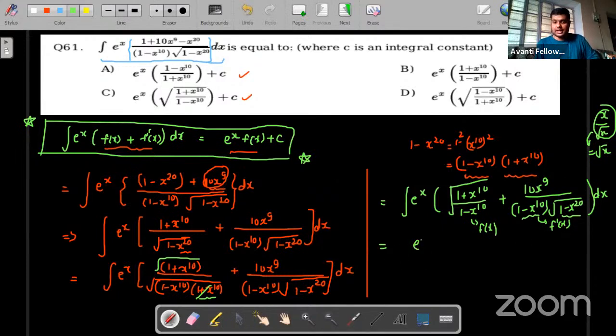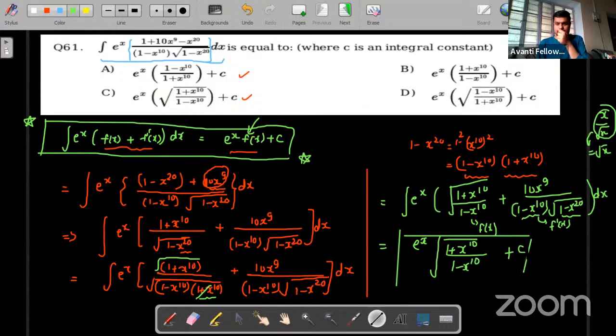So final answer what we'll write, e to the power x into fx. So fx will be root over (1 plus x to the power 10) upon (1 minus x to the power 10), plus c. This will be my final answer. Clear? So now check which option is correct. So option number, root part is there, so C and D might be possible, and in the numerator 1 plus x to the power 10. So this part, option C is correct. Clear? Understood?